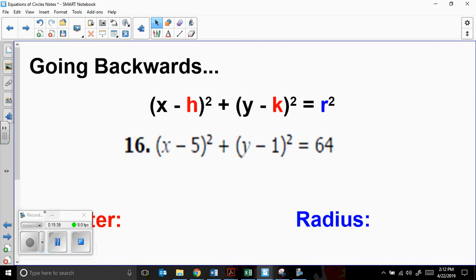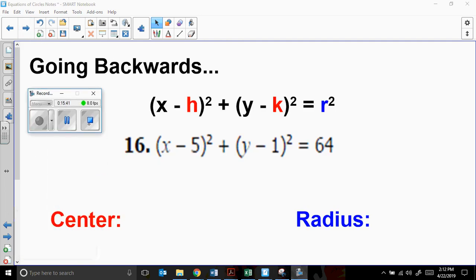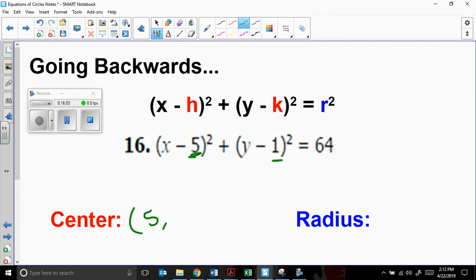All right, so one of the big things we got to be able to do is go backwards. So here, we're given the equation and we need to be able to tell me what the center and the radius are. So in this case, I tried to line them up with the equation. So you know the center is your h and your k value. So we need this value here and we need this value here. So our center will be 5, 1. And our radius is the square root of this, because remember this is r squared, so the radius is 8.